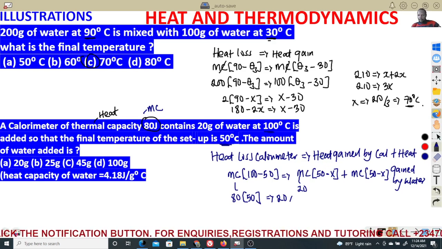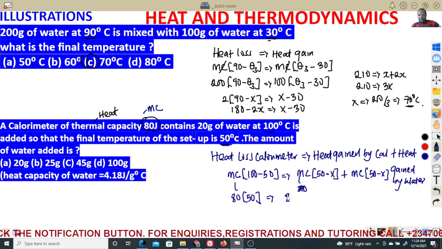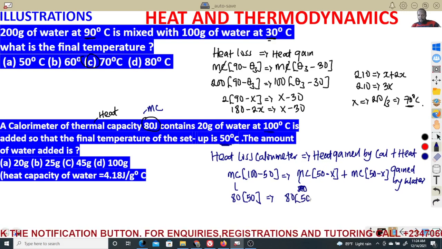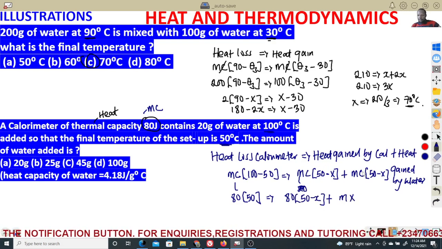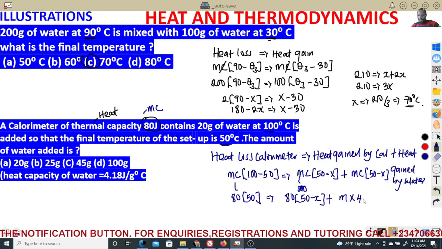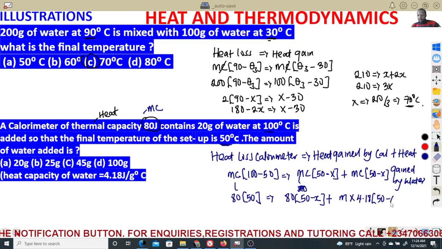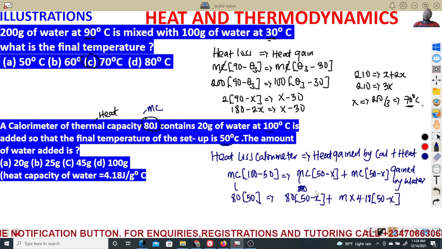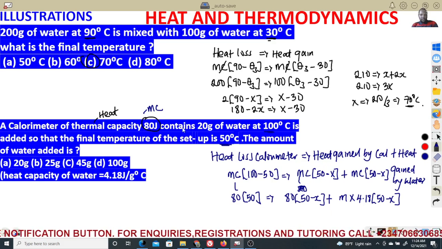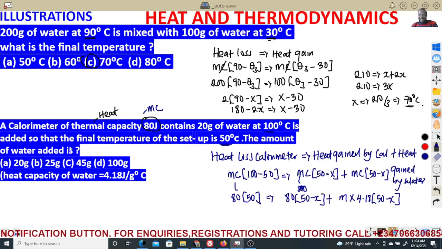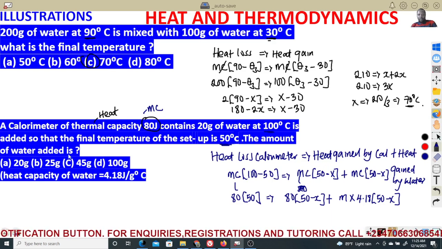MC was given to be 80 into bracket 50 minus X plus M that you are looking for times 4.18 into bracket 50 minus X. So what I'm saying now, guys, is that there's an omission in this question. The temperature when this thing was what? You can see 20 grams of water at 100 is added, so that the final value of the setup is 50 degrees Celsius. The amount of water added.